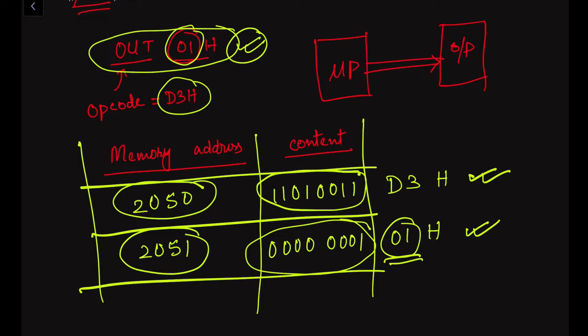Now let us understand that the microprocessor wants to transfer the accumulator data into the output device. In this case, suppose we have an LED display as the output device, which will show the content of the accumulator. Now we have to transfer the content of the accumulator into this output device. So now let us see the timing diagram.